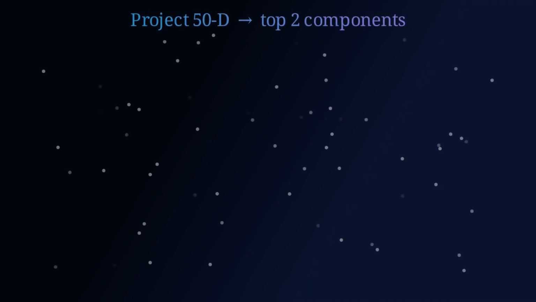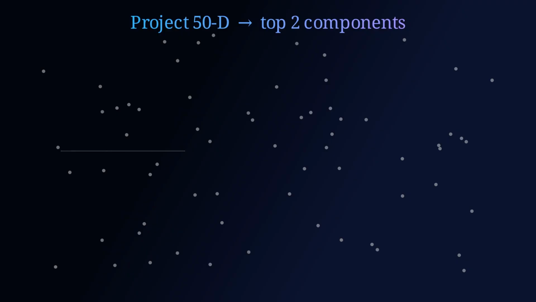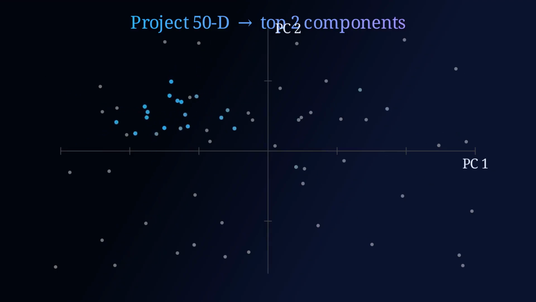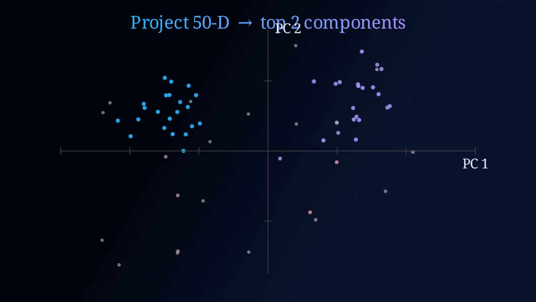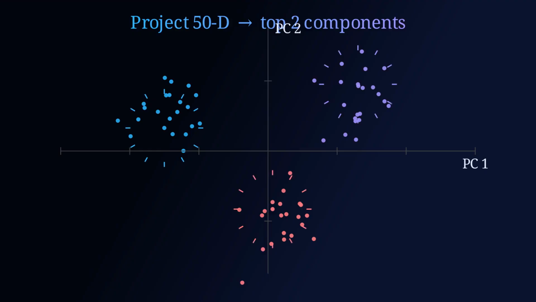So we project that 50-dimensional data down onto its top two principal components and plot it on a flat screen. Structure that was invisible, clusters, trends, outliers, suddenly appears. This is why PCA is everywhere. It finds the few directions that carry the story and lets you throw the rest away with confidence.